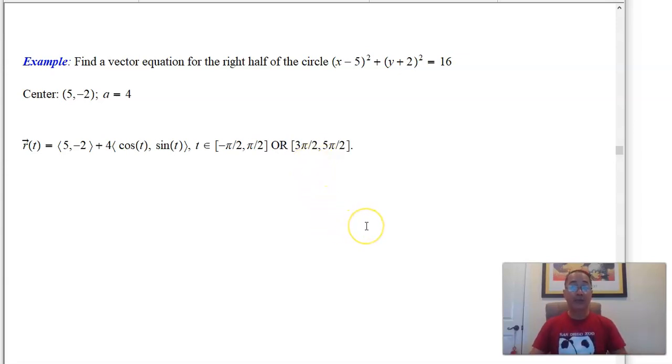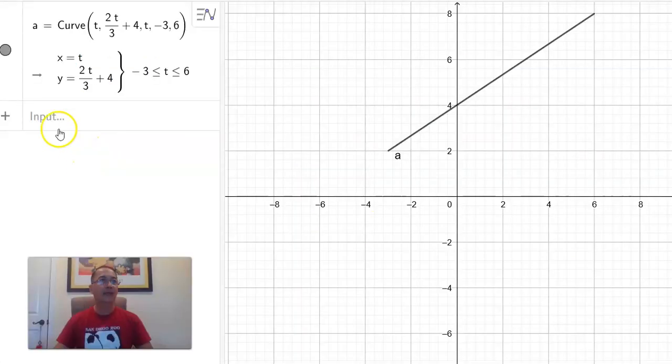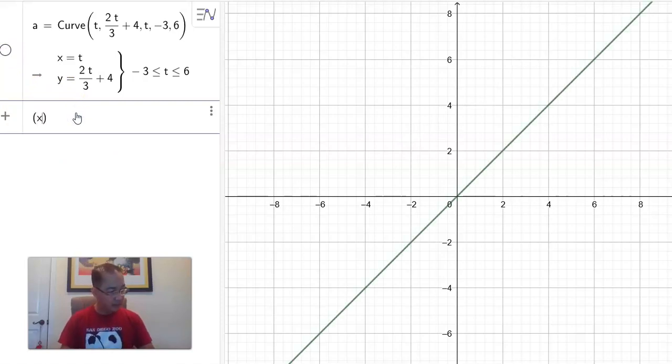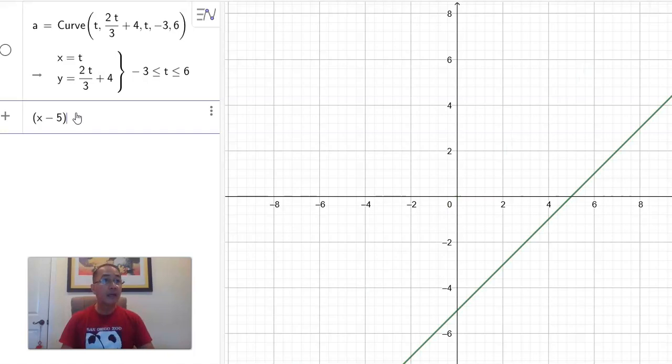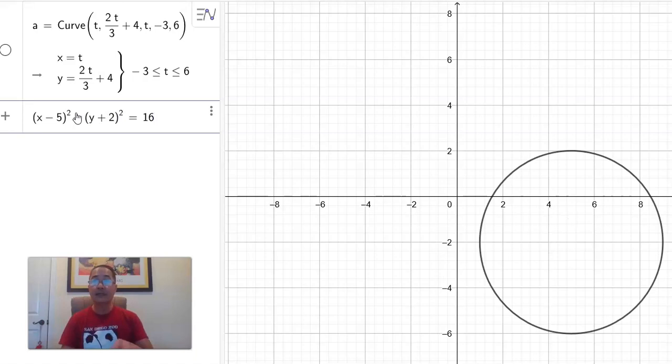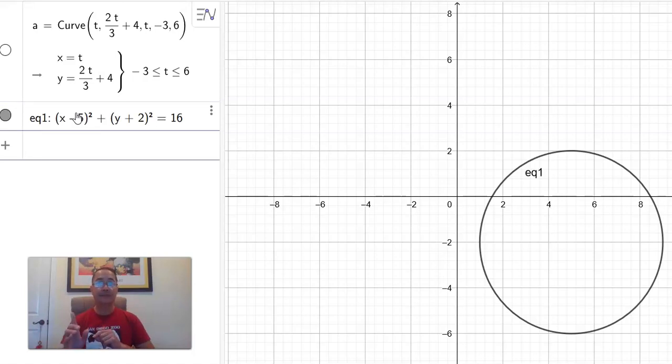Okay, let's check our work in GeoGebra. And we're back in 2 dimensions. We don't need that line segment anymore. Let's draw the circle. (x minus 5) squared plus (y plus 2) squared equals 16. Okay, there is our beautiful circle. And we only want the right half.